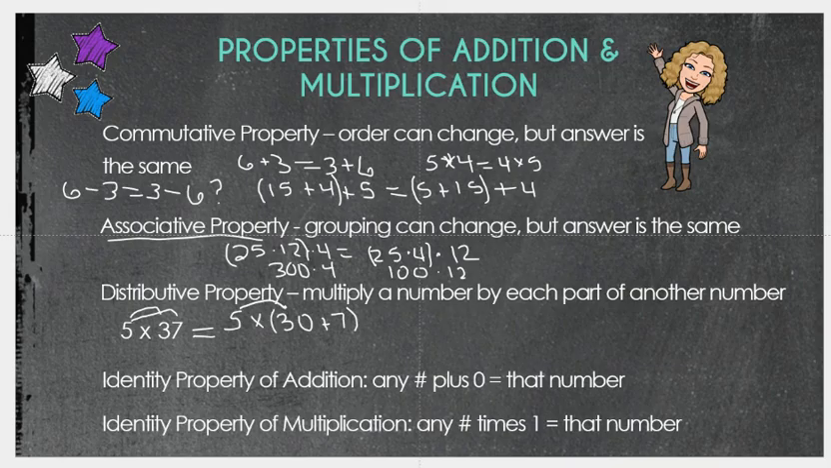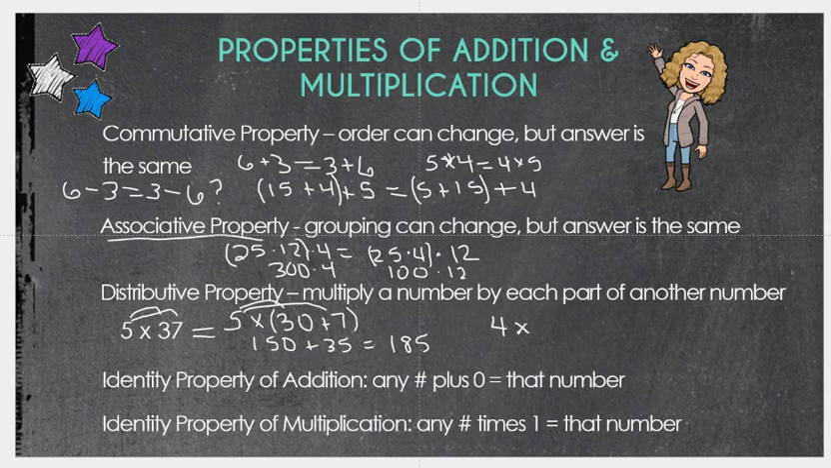So 5 times 30 is 150. 5 times 7 is 35. And then we add that together to get 185. And that can be a lot easier for students than if they're trying to do it mentally and not trying to go through the multiplication algorithm in their head. They can think about breaking the numbers apart in this way and then adding them together, and it can make it a little bit easier.